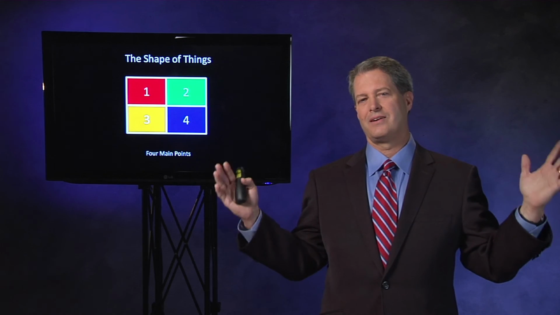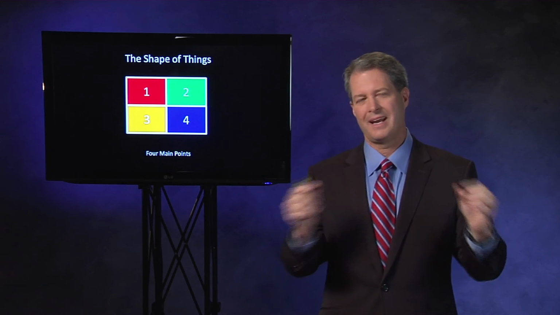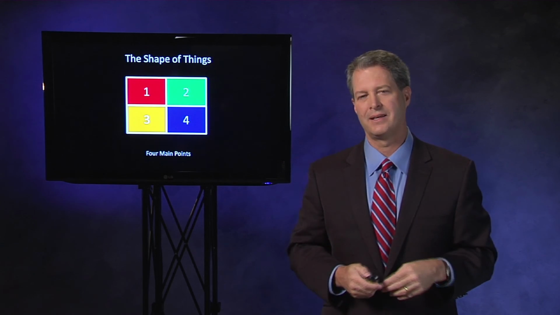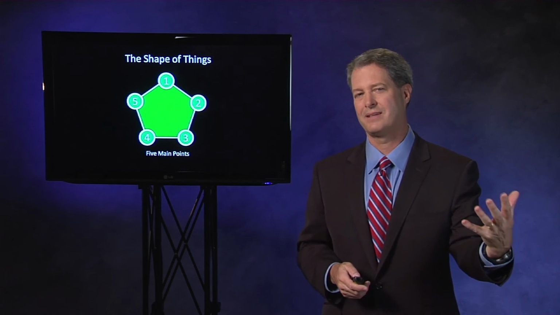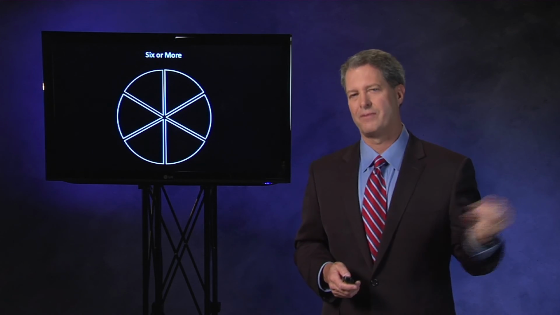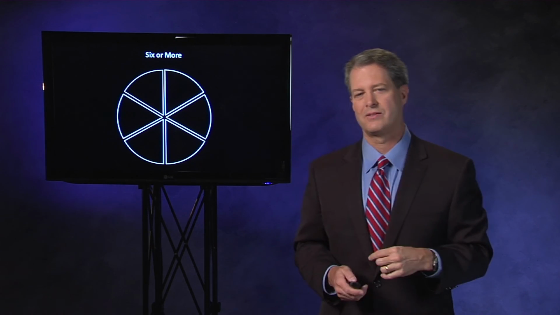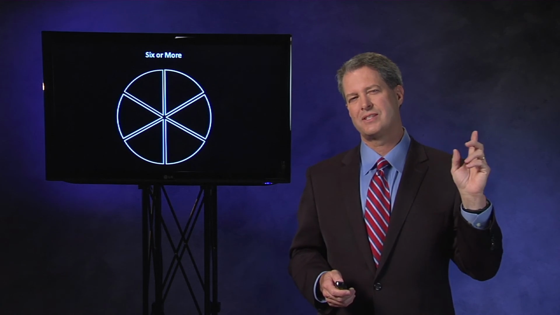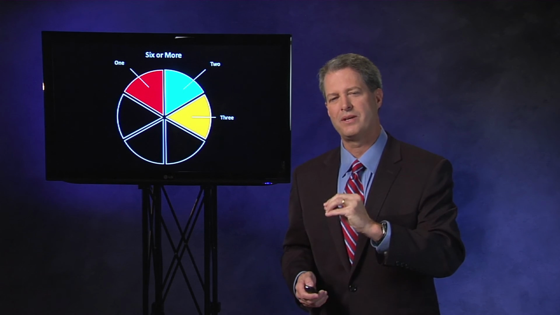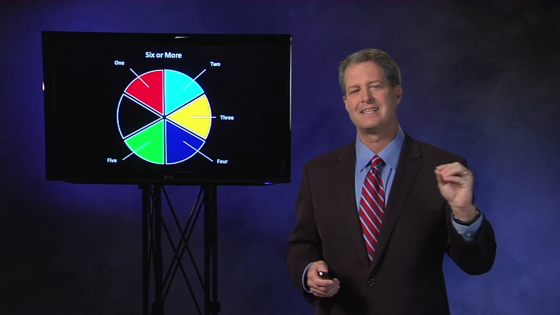Shape of 4 is a quadrant, and I'd have my 4 main points in the quadrant or outside the quadrant pointing in. Shape of 5 is a pentagon or a star. And if you get to 6, I'd go with slices of a pie. 6 or more would be slices of a pie. And you can say, there's 6 key things here, part 1 and part 2 and part 3 and 4, 5, and 6.